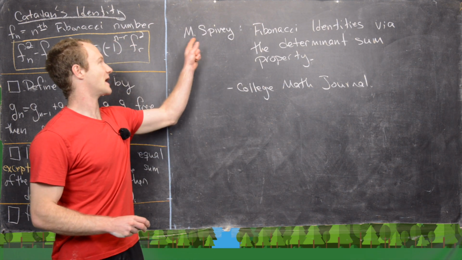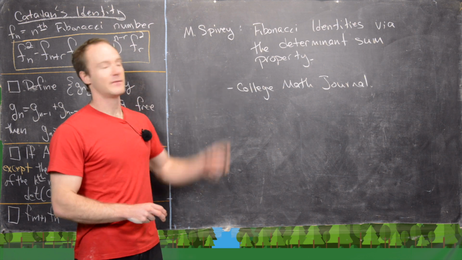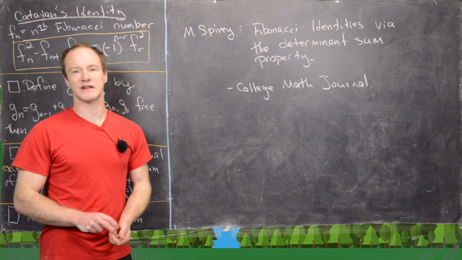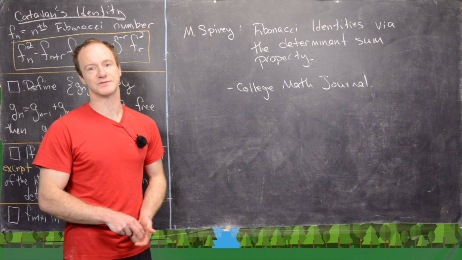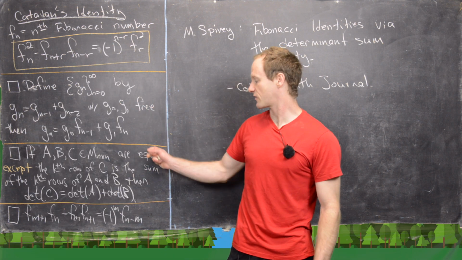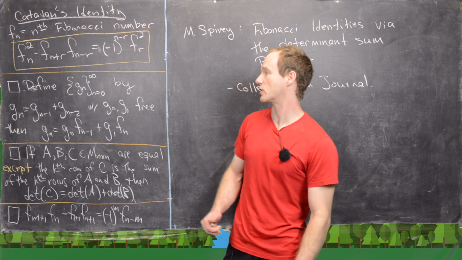And it's from this paper by M. Spivey. It's called Fibonacci Identities via the Determinant Sum Property, and you can find it in the College Math Journal. So we're going to need these three preparatory results in order to prove this.